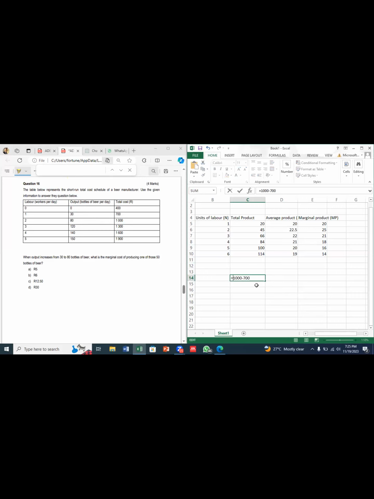Then we divide that by, okay. So this is our change in what? Then this is our change in total cost, in TC. And what is our change in output? Change in output is given by that 50 that is right there.